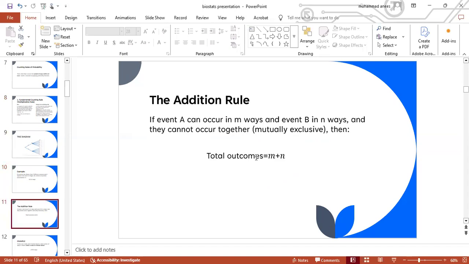The other one is the addition rule. So this addition rule occurs when an event is occurring mutually exclusive of the other one. That is, these events cannot occur simultaneously. So this rule is applied.